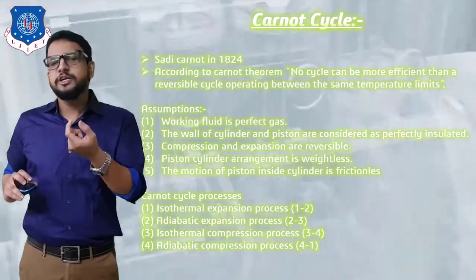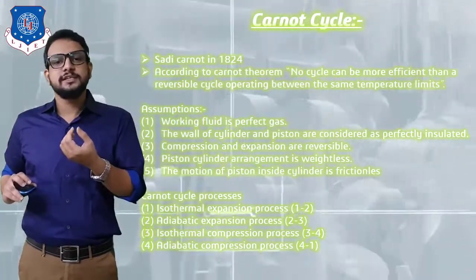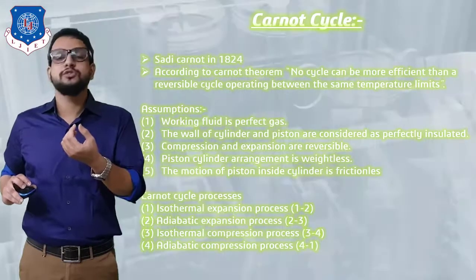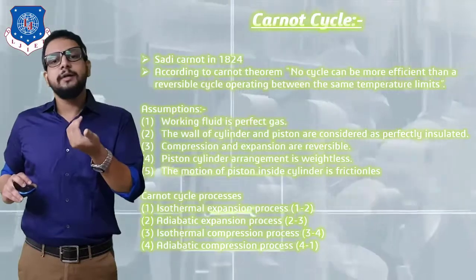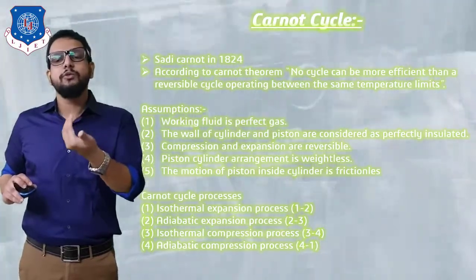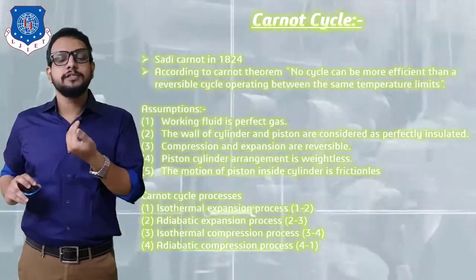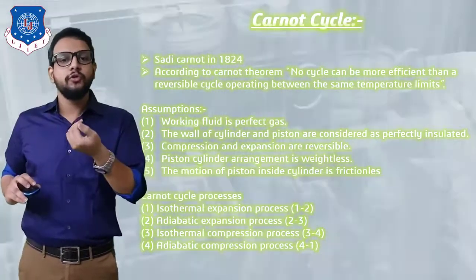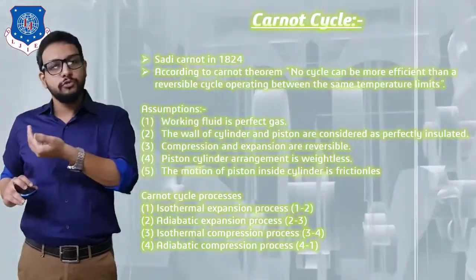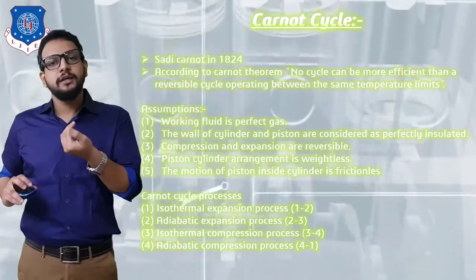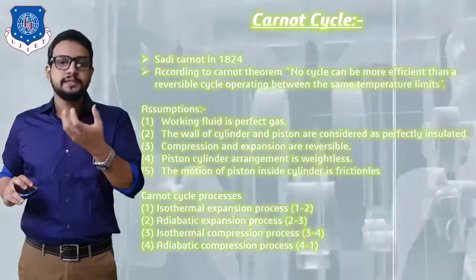Now the processes which are involved in the Carnot cycle are as follows. First process is isothermal expansion, which is going to take place from state 1 to state 2. Then in the next process, adiabatic expansion from state 2 to state 3. Next, third process, isothermal compression will take place from state 3 to state 4, and finally adiabatic compression process from state 4 to state 1. That is, finally the system is going to return to its initial state in order to complete a cycle.